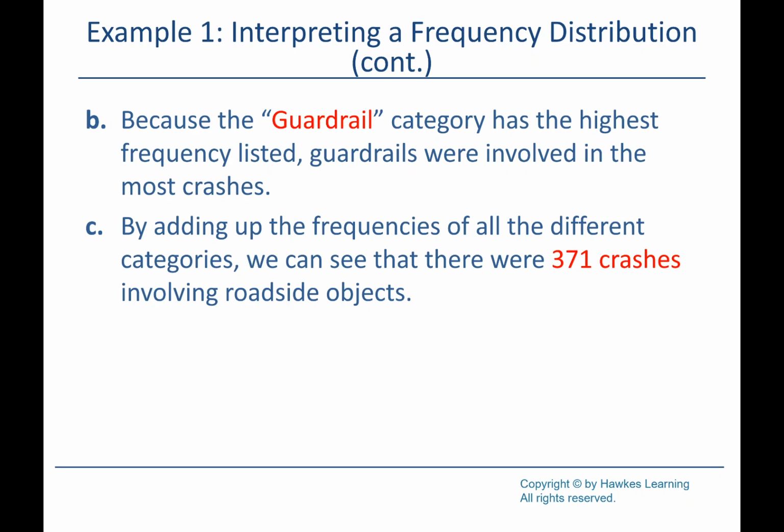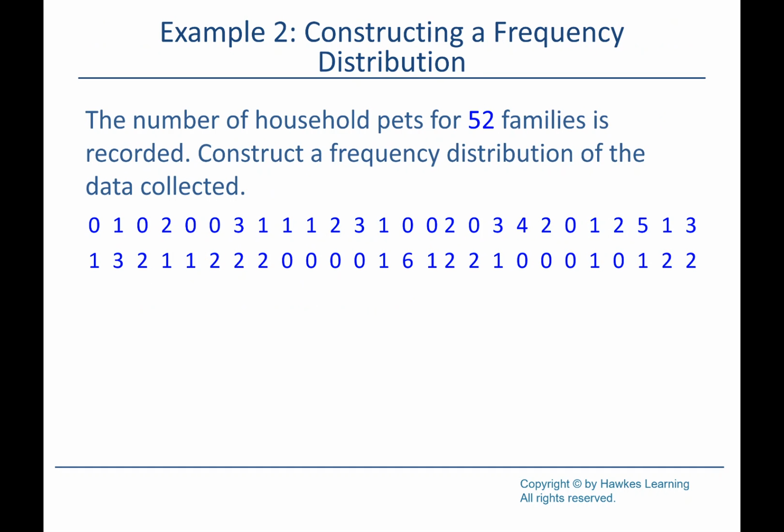Let's look at another one. On this one, we're going to start with the data, and then we'll see how that gets turned into a frequency distribution. This one says the number of household pets for 52 families is recorded. We want to make a frequency distribution of the data collected. We won't go through every little detail of making the frequency distribution. We just kind of want to get the big picture here.